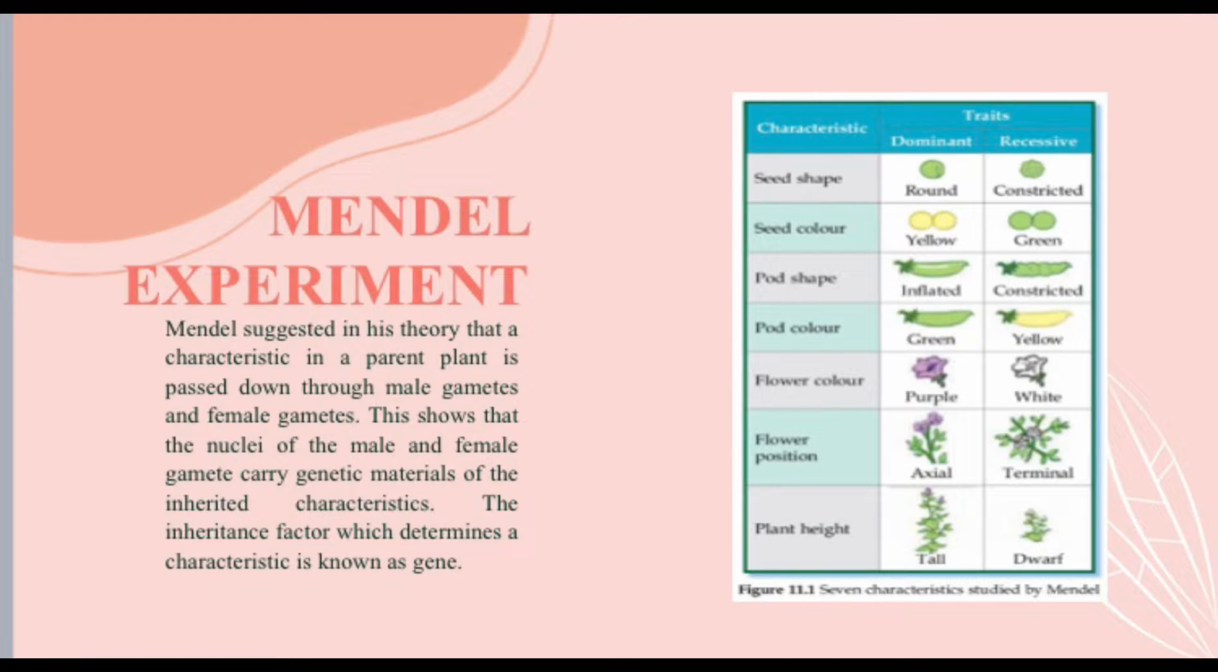So next we have Mendel's experiments. Mendel figured that pea plants possess 7 different characteristics. So pea plants have contrasting traits which are obvious and easy to identify. He suggested in his theory that a characteristic in a parent plant is passed down to its next generation through male gametes and female gametes. This shows that the nuclei of the male and female gametes carry genetic materials of the inherited characteristic. The inheritance factor which determines a characteristic is known as a gene.